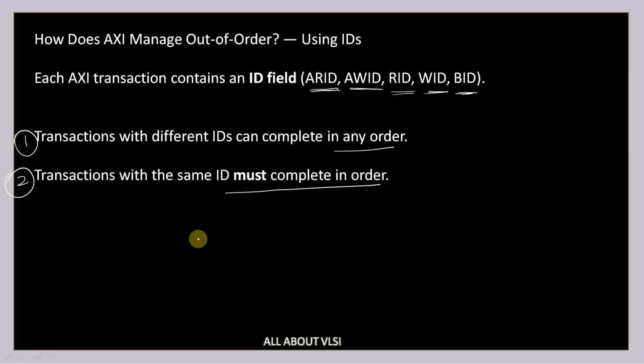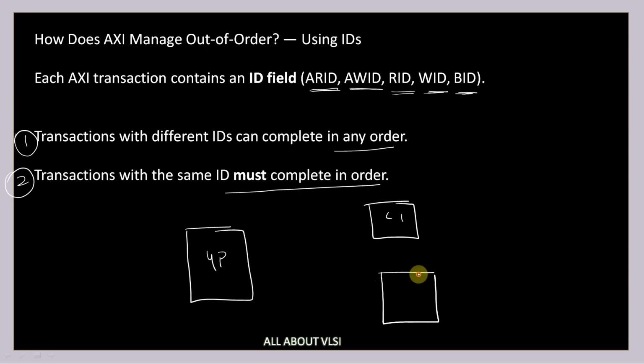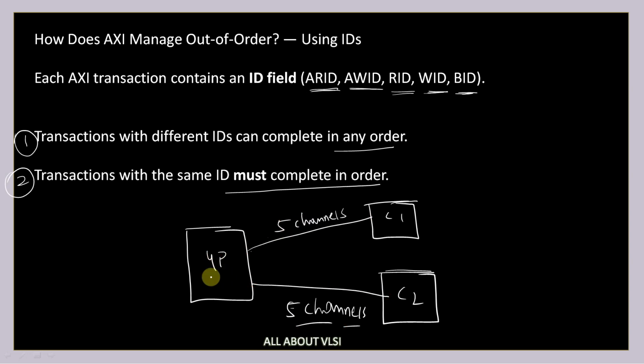That means, let's say this is my processor and this is my component 1, and this is my component 2. Now let's say my processor is communicating with component 1 and component 2, connected using 5 channels. So let's say my processor issues an address to channel 1 and to component 1, and the processor issues the address for component 2. Now, let's say this component C1 is a little bit slower than our component C2.